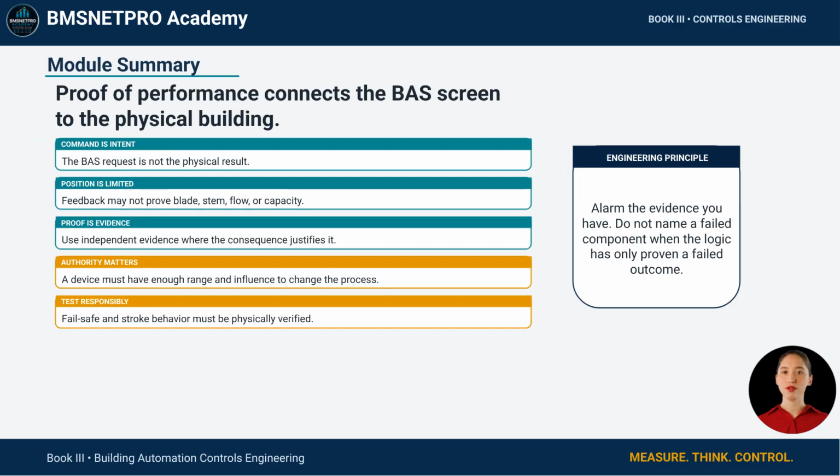This module reinforces a professional controls habit. Do not confuse the screen with the building. Command is intent, position feedback is useful but limited. Mechanical movement does not always prove flow. Process proof tells us whether air, water, pressure, temperature, current, or another meaningful outcome changed. Authority and capacity determine whether the final element can achieve the result.